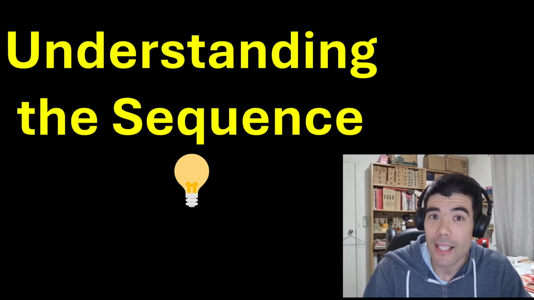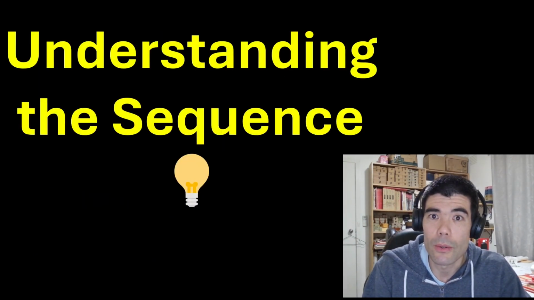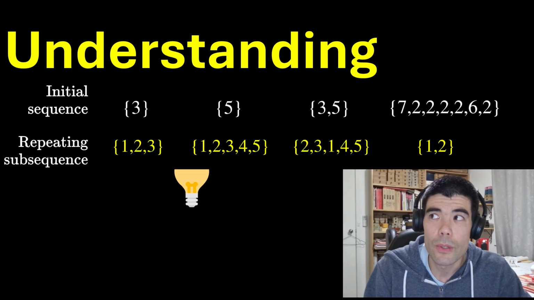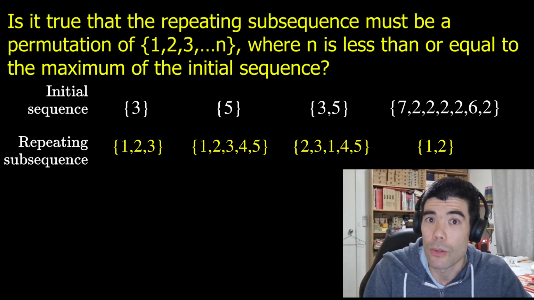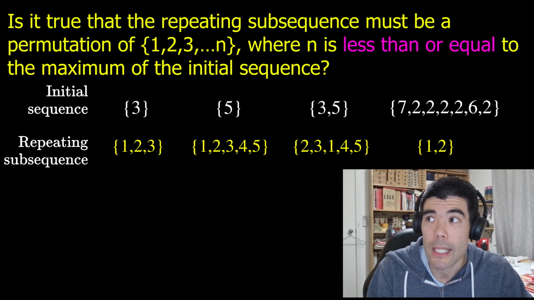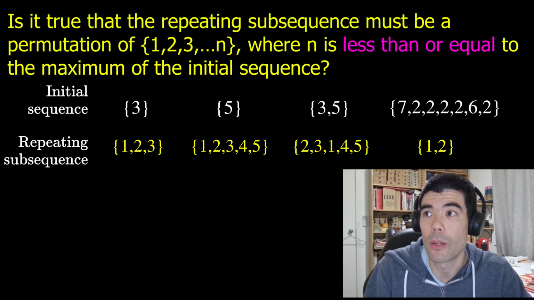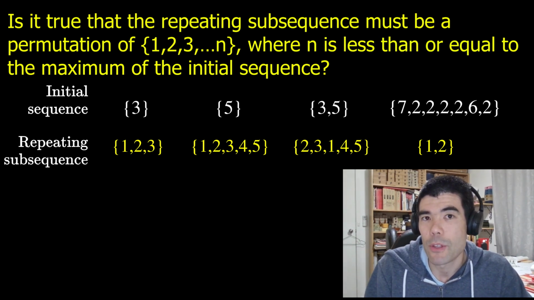But of course we do need to understand the sequence and then also make a proof and prove that we always get this repeating subsequence. So in all the examples we've seen so far, including that last one, the subsequence that repeated was a permutation of 1, 2 to n. Although n did not have to be equal to the maximum of the sequence, it was less than or equal. Now why does that have to be the case?